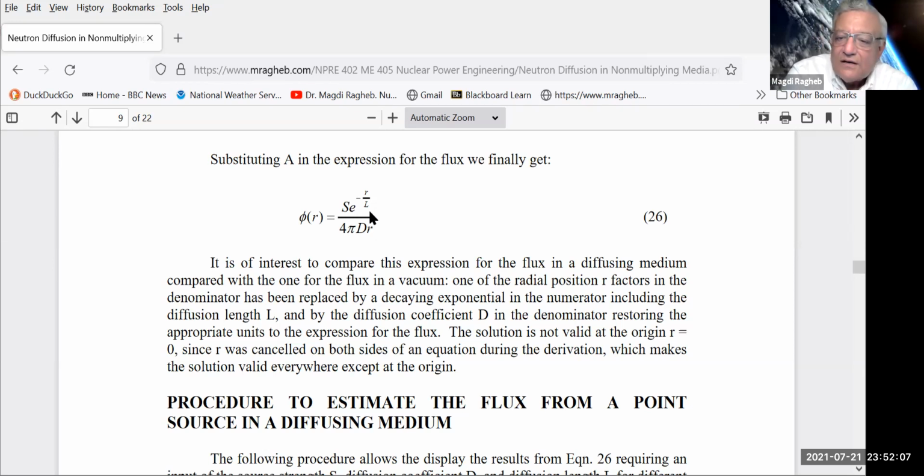Let's compare this very quickly to the case of the non-multiplying medium. In the non-multiplying medium, we got S over 4 pi r squared. In a medium that is infinite and in a vacuum, you'll find that instead of r squared, we have the diffusion coefficient replacing one of the r's. But in addition, the second r squared is replaced by a negative exponential.